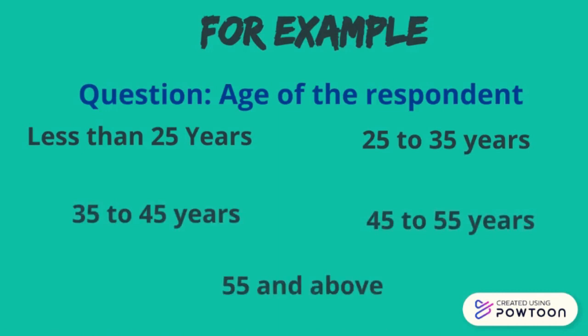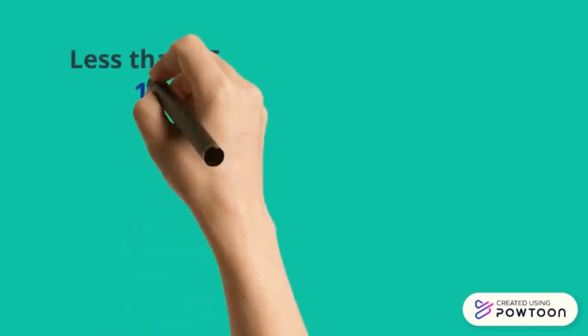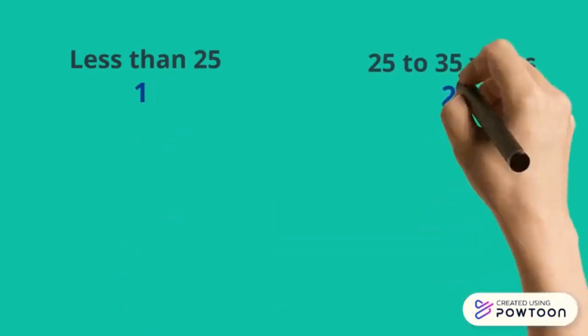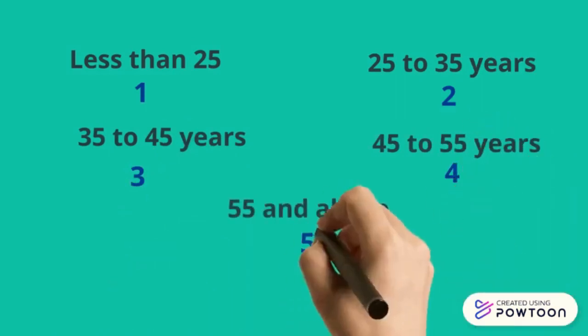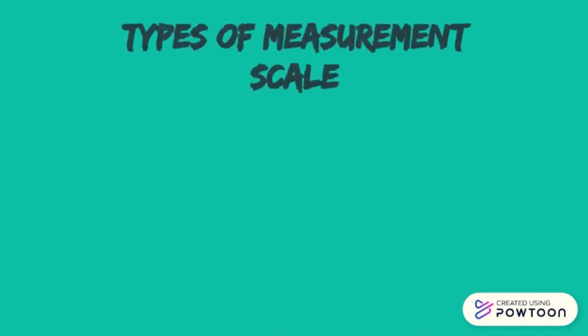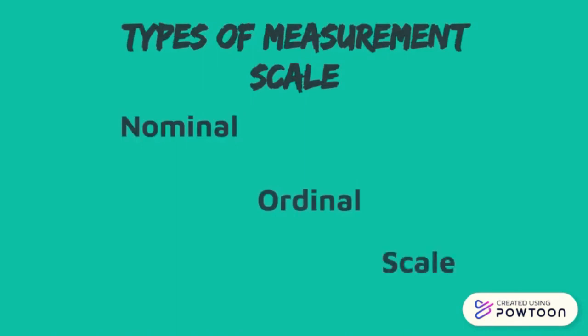need to be coded. In this case, we can assign numbers to the various categories, like less than 25 can be assigned 1, 25 to 35 can be assigned 2, 35 to 45 3, 45 to 55 4, and 55 years and above 5. Coding can be done on the basis of measurement scale. There are three types of measurement scale in SPSS. First one is nominal, second ordinal, and the third is scale.